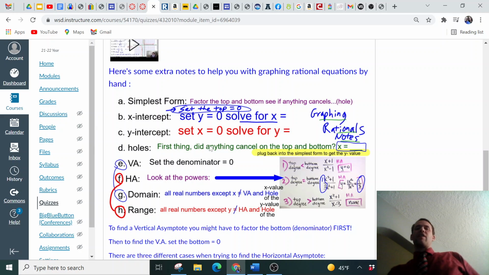For holes, did anything cancel on the top and the bottom? Okay, well, what canceled? Set that equal to 0 and then get a value for x. And then plug it back into the simplest form to get the y value of the hole. And that's it in a nutshell.